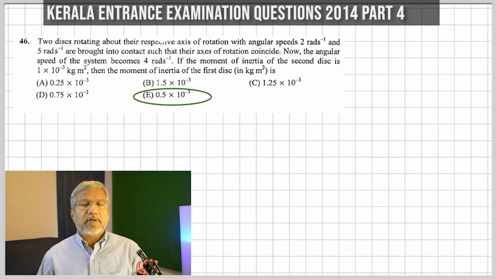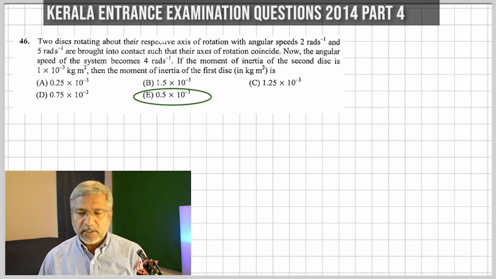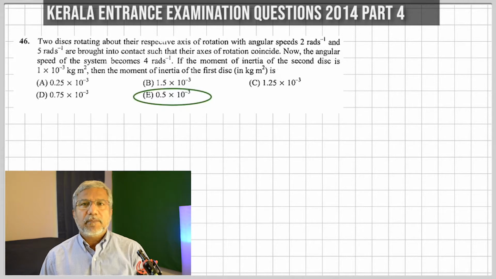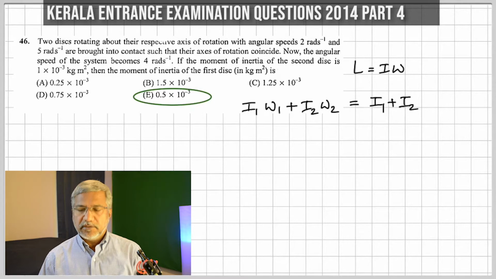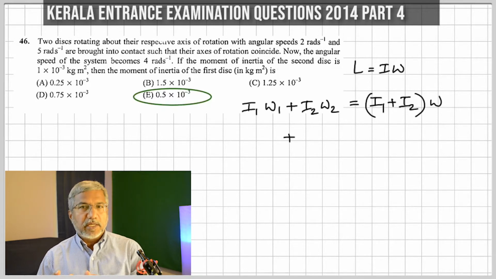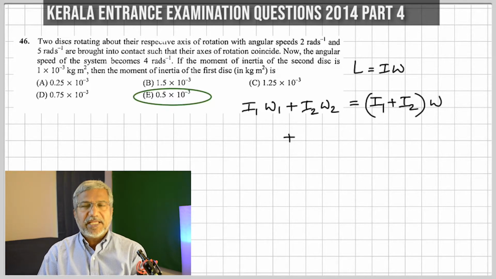So this is a clear case of conservation of angular momentum. You have two disks that are rotating, and their angular speeds are 2 and 5. So we will take the total initial angular momentum, set it equal to the total final angular momentum. Angular momentum is the product of rotational inertia and angular velocity. So I1 omega 1 plus I2 omega 2 is equal to I1 plus I2 times omega, where I1 and I2 are the moments of inertia of the two disks. Later on, because they are brought into contact, they become one object. That is why the total moment of inertia is now I1 plus I2.